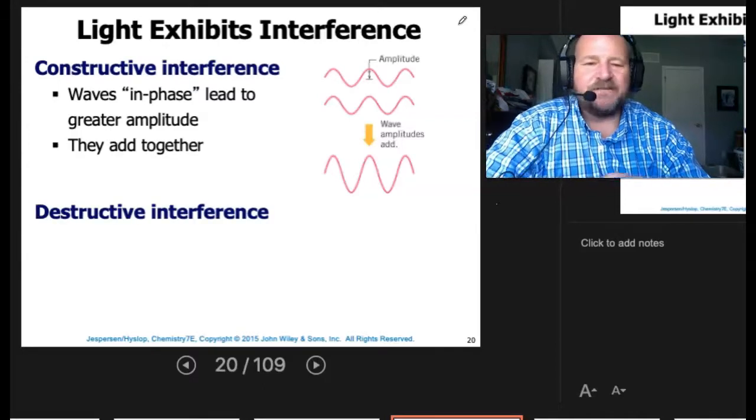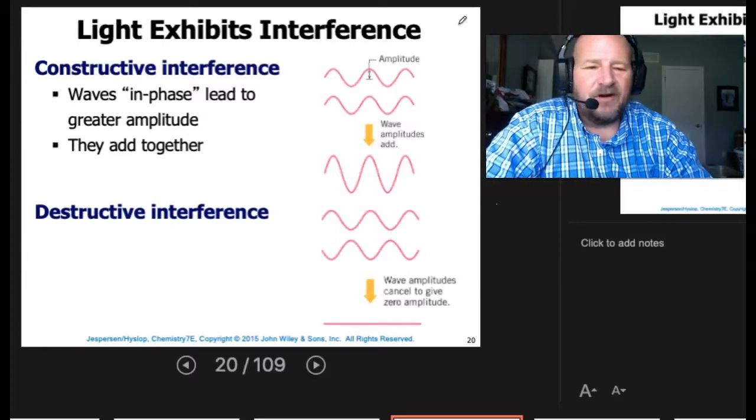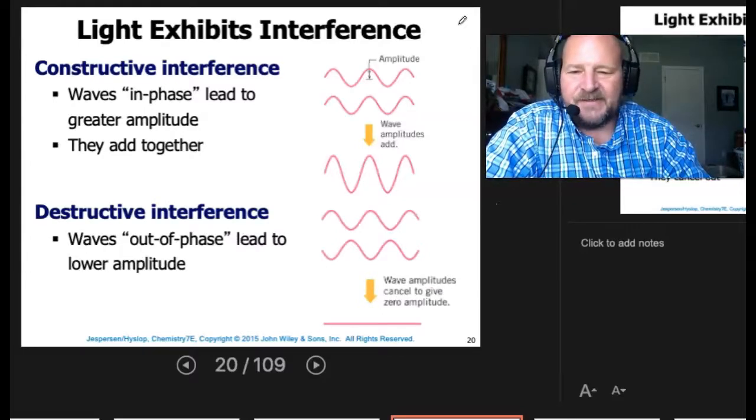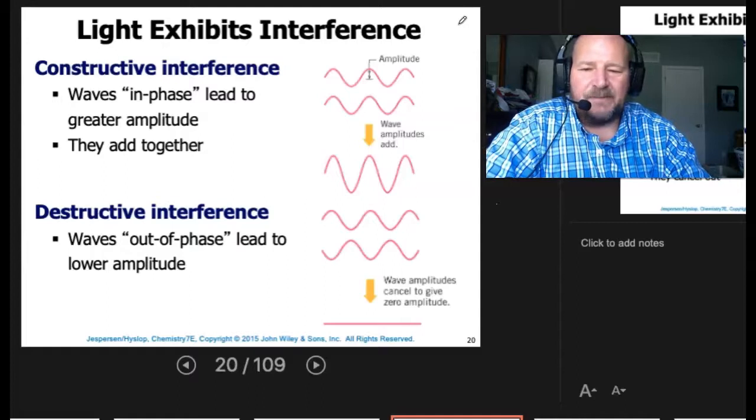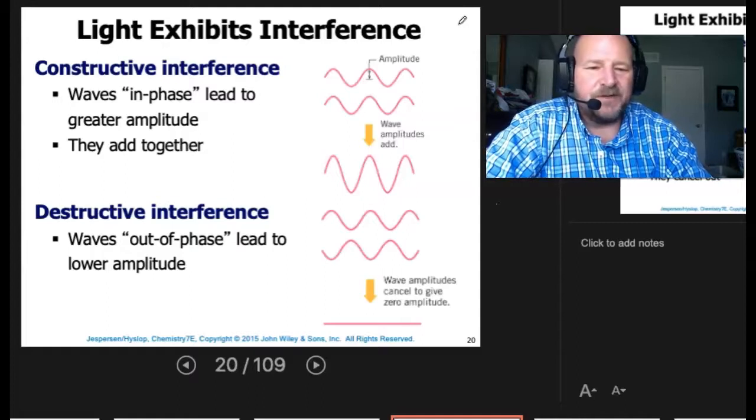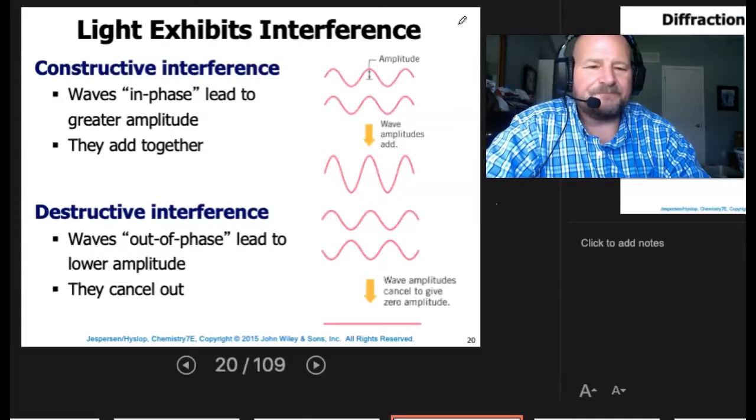We can also have destructive interference. So now they're off, it's called out of phase. And of course, that's going to lead to a lower amplitude or maybe even no signal at all. So they'll just simply cancel out.